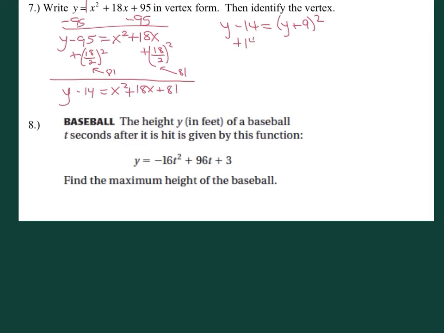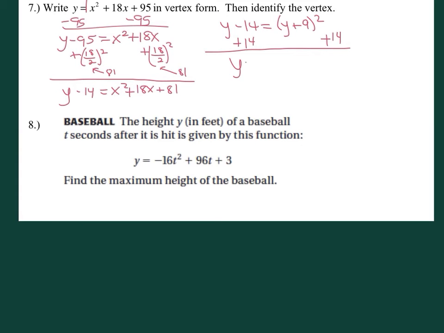And I finish it off by solving for y, so I'm going to move the 14 to the other side, keeping in mind I can't actually add 14 to anything because this quantity is being squared, and the exponent always comes before addition. I also do not want to multiply this out, because then I'll end up right back where I started, and the entire point is to have it in this form, aka vertex form.